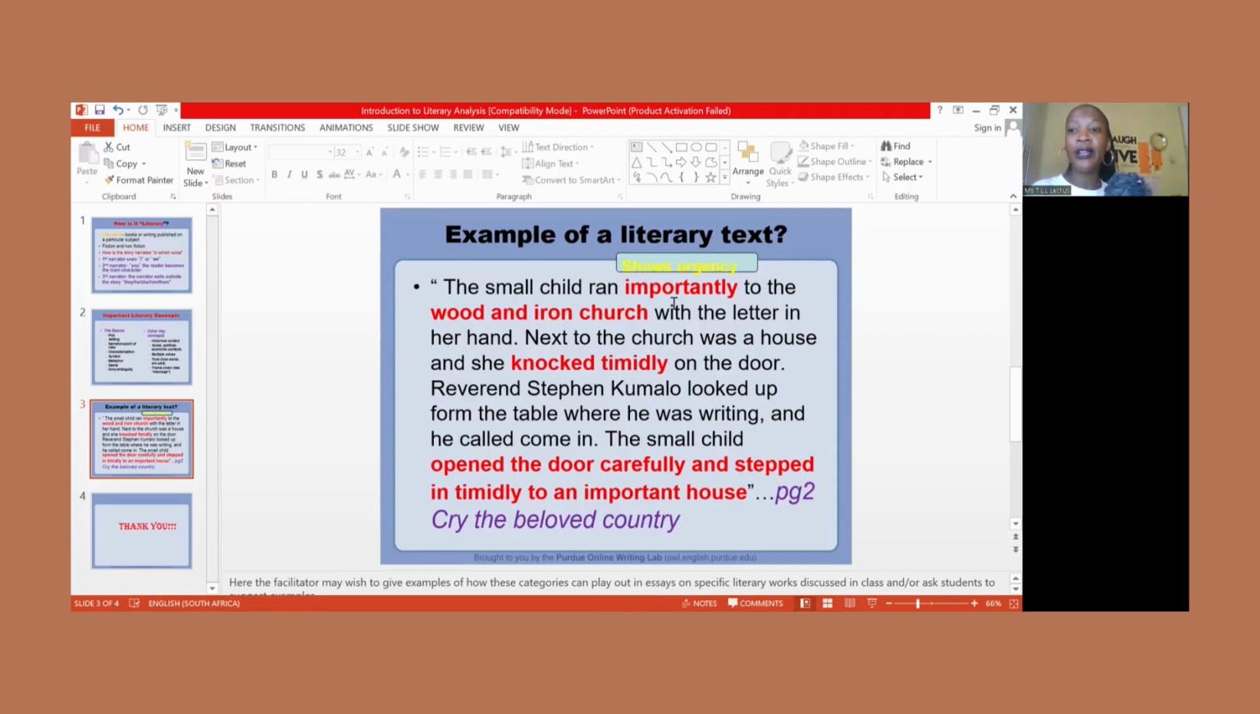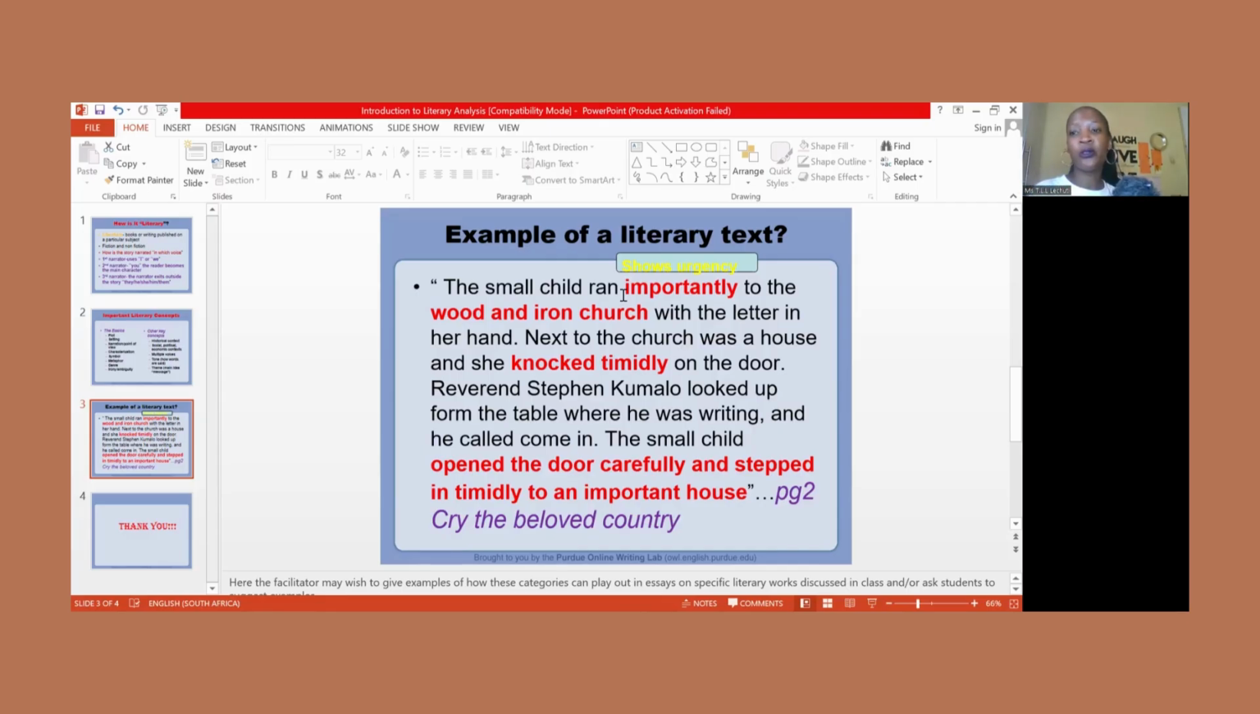Remember, this is an adverb because it modifies the action that is being performed, which is to run. It tells us how this child is running, and she's running how? Impetuously. The reason the writer, Alan Paton, did this was to show us the urgency, that it was urgent for this child to run to the house because she had to go there to do what? To bring a letter. So that's why I talked about this being critical reading.